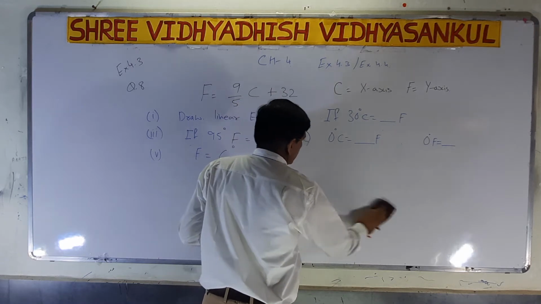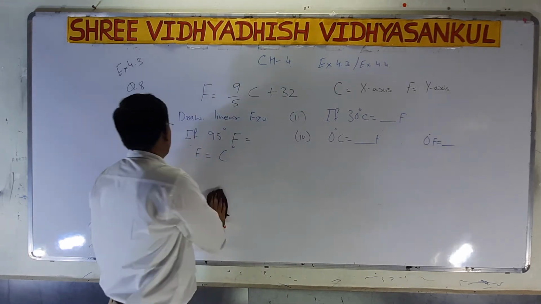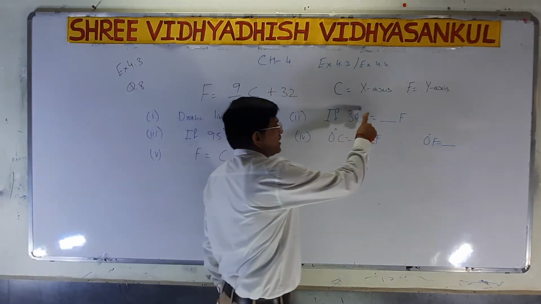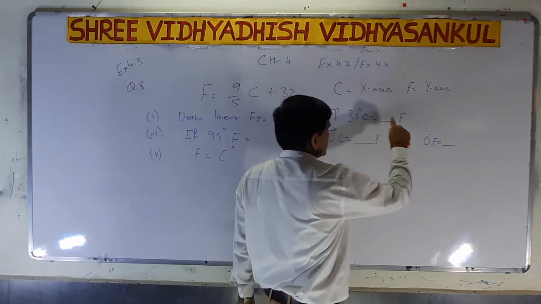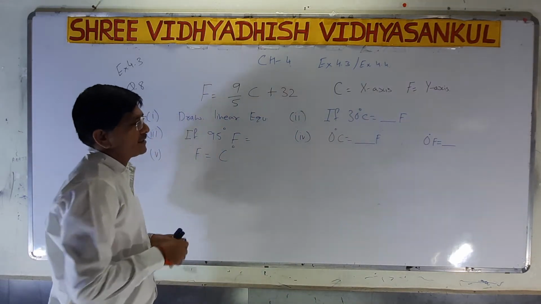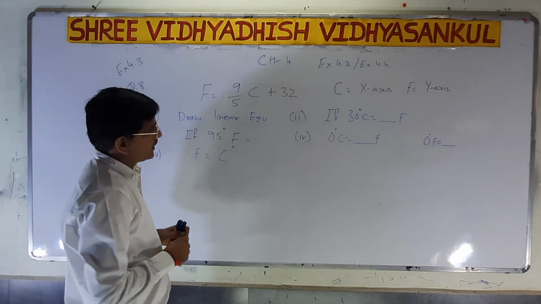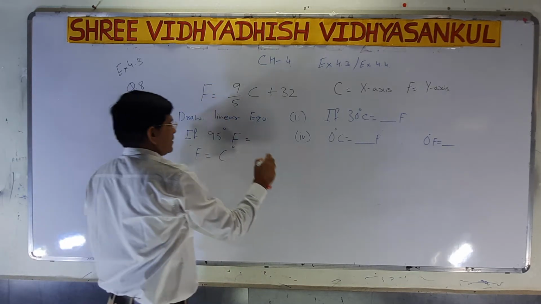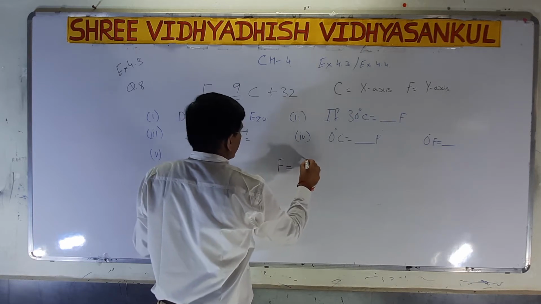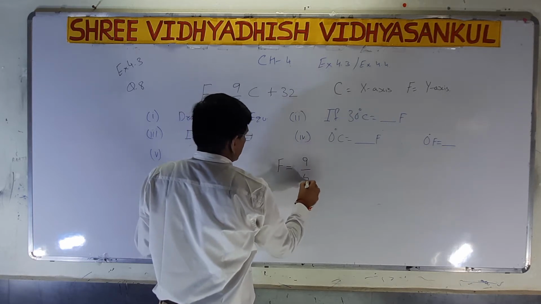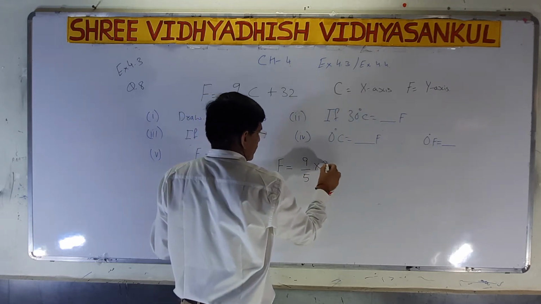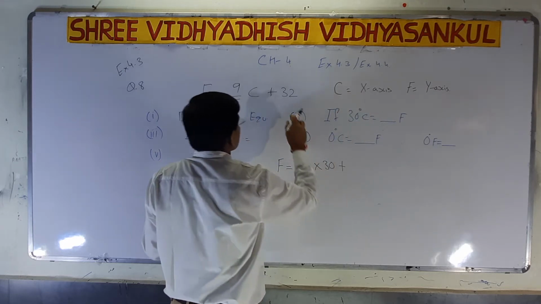Now question number 2. If 30 degrees Celsius is given, what is Fahrenheit? The equation is given here: F is equal to 9 by 5, and the value of Celsius is 30, so 30 plus 32.